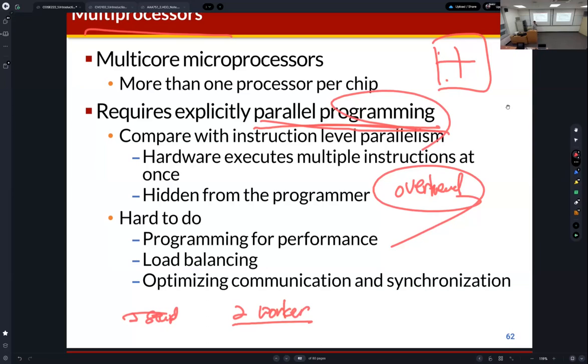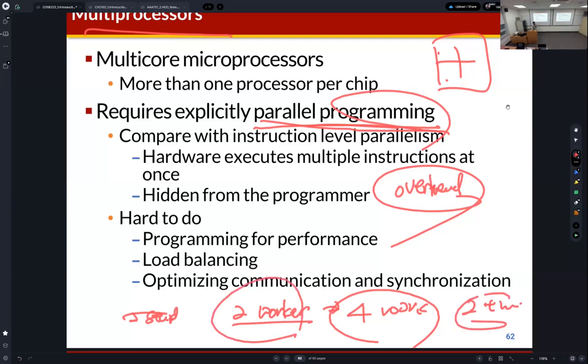Then what's the possible way? We cannot increase the performance of an individual worker, but we can add more workers, like four workers. We can add two workers, so we can make four workers do this group project. So what is the expected result? The performance can be two times that of the original configuration.